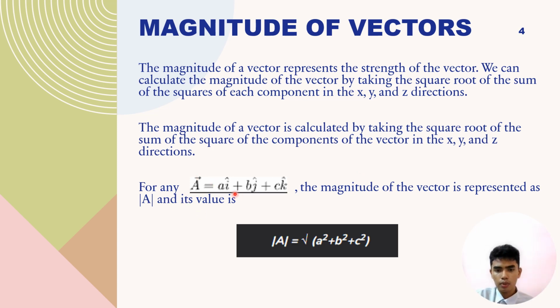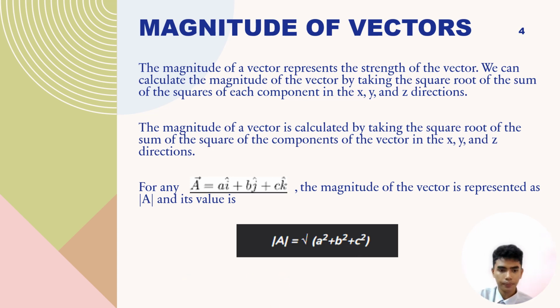For any vector a equals ai plus bj plus ck, it is actually denoted as a, b, and c, while in the previous slide it was denoted as x, y, and z. It's the same thing; you guys don't need to worry. The magnitude of the vector is represented as modulus a, and its value is the square root of a squared plus b squared plus c squared. I hope you guys understand that.